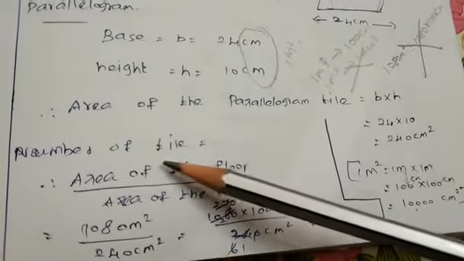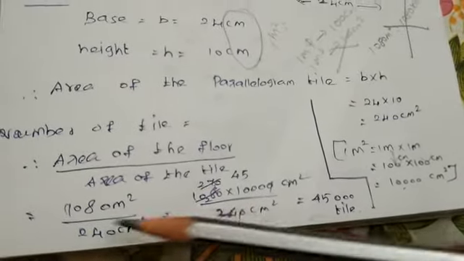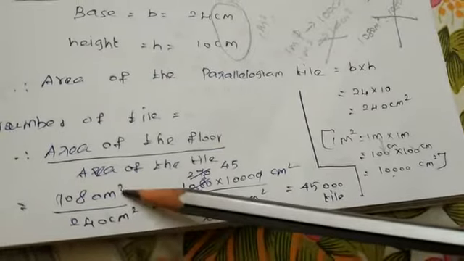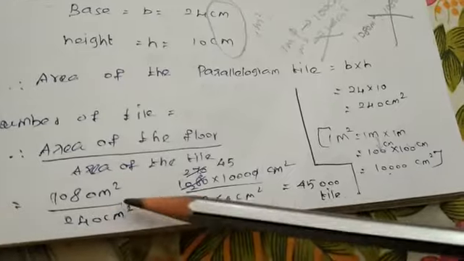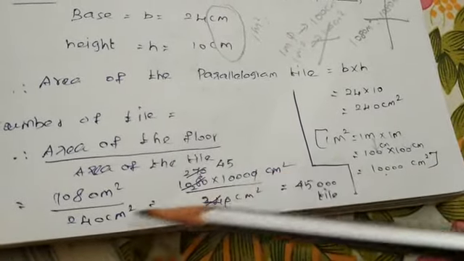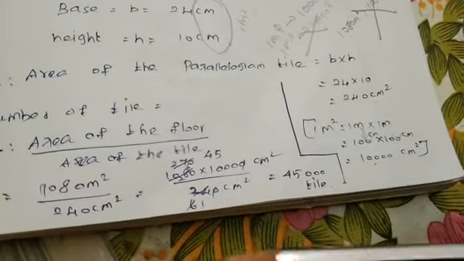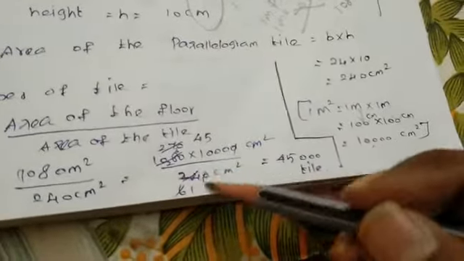Now the number of tiles equals the area of the floor divided by the area of the tile. So 1080 meter square divided by 240 centimeter square. Convert this meter square into centimeter square, so 1080 into 10,000 divided by 240. Now cancel by 0. Cancel this 0, I will give a clear structure.